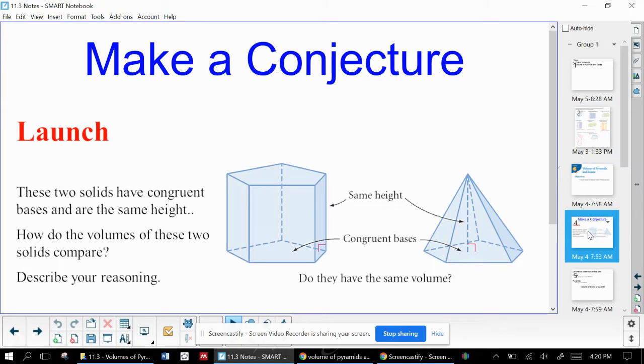So the first thing I want you to do is to make a conjecture here. You've got two figures. We've got a prism that looks like a pentagon for a base, and we've got a pyramid. Remember, a pyramid is just one base and then triangles up to a point. So a pyramid that has the exact same pentagon for the base, the exact same height measured perpendicular to the base, and I want you to make a conjecture about what you think the relationship is between these two volumes. So basically, how much bigger is this prism than this pyramid? So make a guess there. And then let's go ahead and take a look and see if we can actually figure this out.